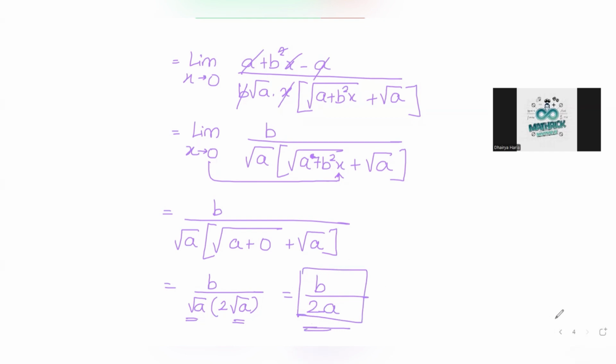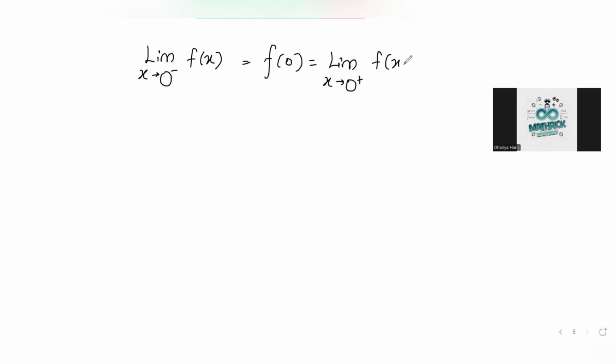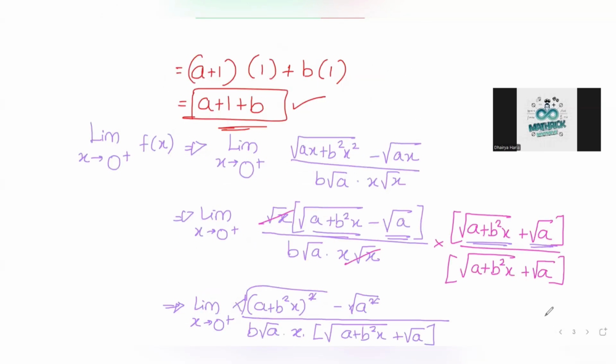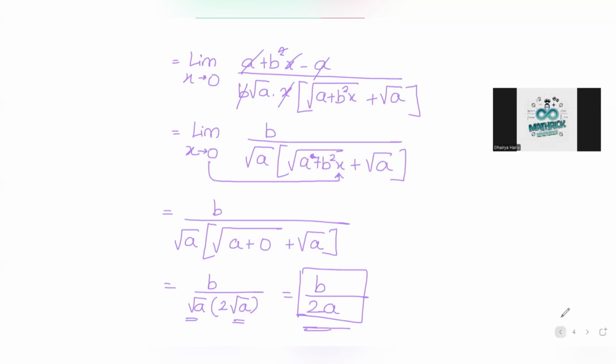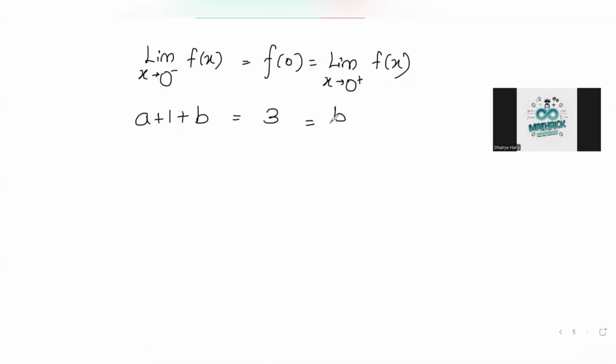Now further, I know for a fact that whenever the function is given continuous to us, limit x tends to 0 minus of the function is equal to f of 0, which is also equal to limit x tends to 0 plus of the function. So what I get from here is a plus 1 plus b is equal to 3, which is also equal to b over 2a.